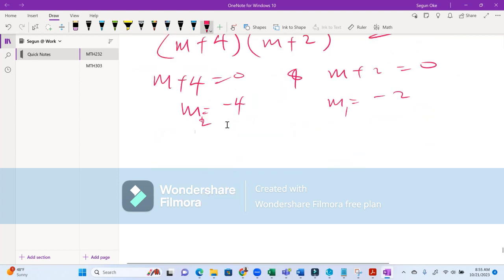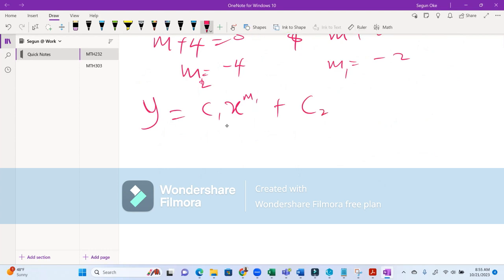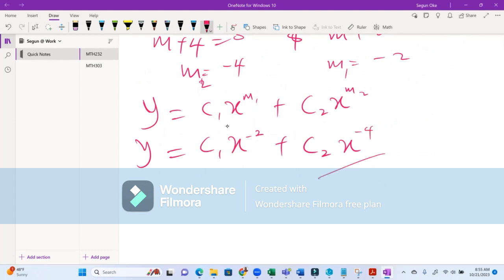So if you have it this way, then you recall your general solution from those proofs says C1 s raised to power M1 plus C2 s raised to power M2. Then we have y equals, what is C1? C1 is the constant, we don't know. s raised to M1, which is minus 2, plus C2 s raised to minus 4. That is the answer of what they asked you to do.